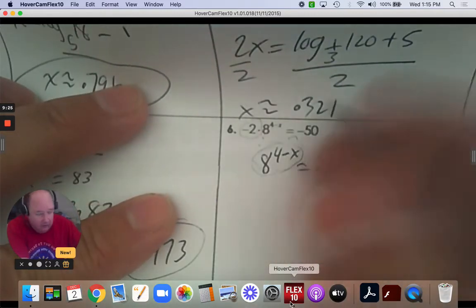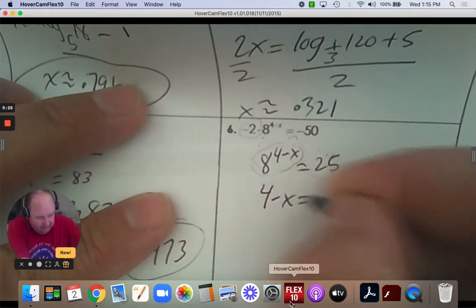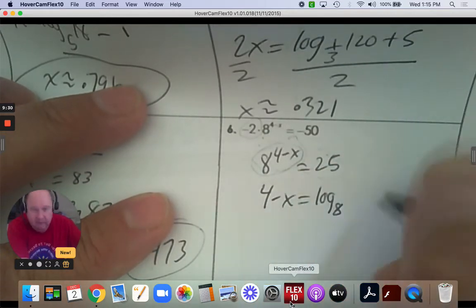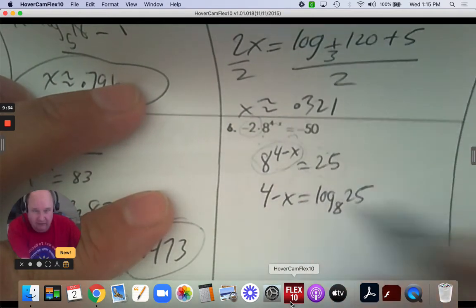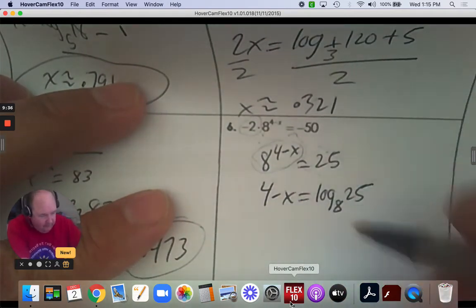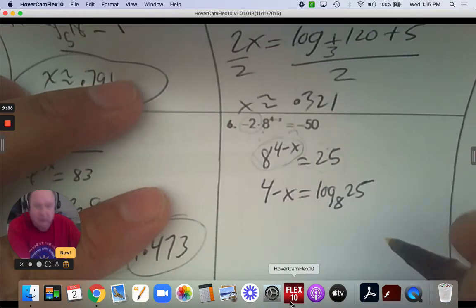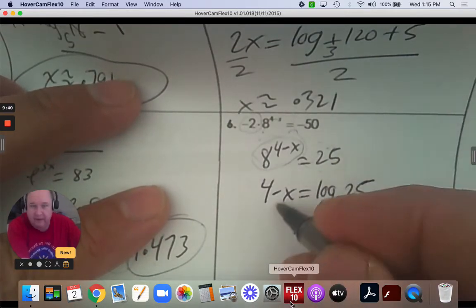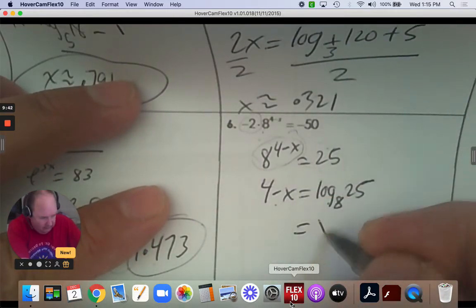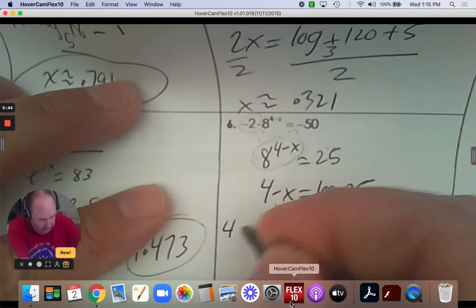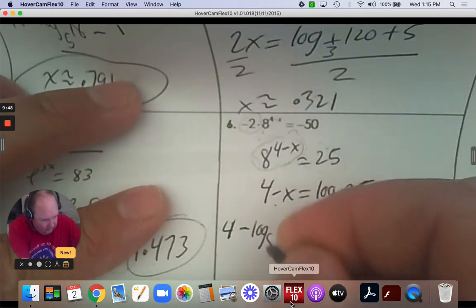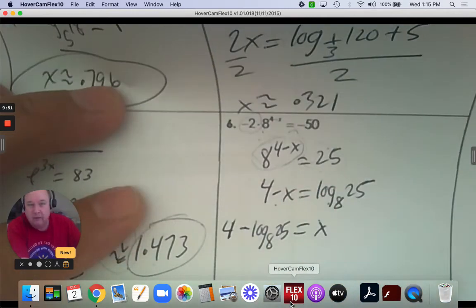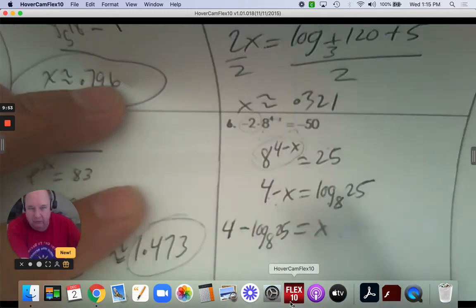Write this as a logarithm. So 4 subtract x, and the logarithm has a base of 8 and 25. To get x by itself, what would be the easiest? You know what would be the easiest? We could add x to the right and then subtract the logarithm to the other side. And then type that in. So I added x and subtracted the logarithm. Now I have my solution.